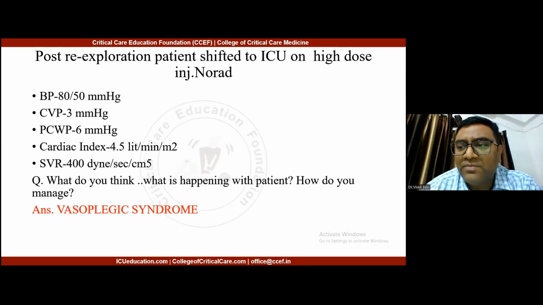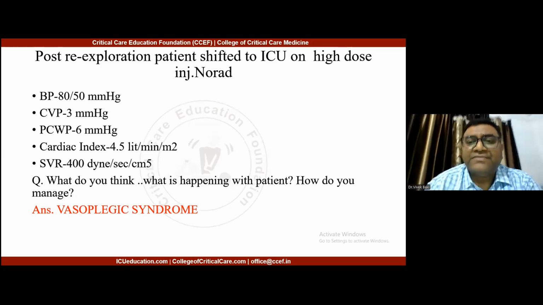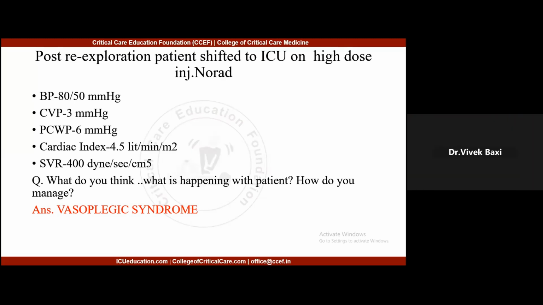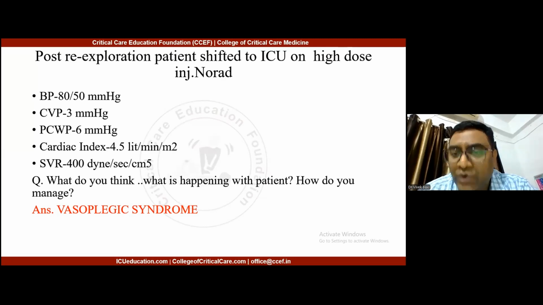Any other comments from Dr. Aditi, Dr. Jain sir on such cases? No. So, as ma'am said, methylene blue, you can sometimes use steroids also.